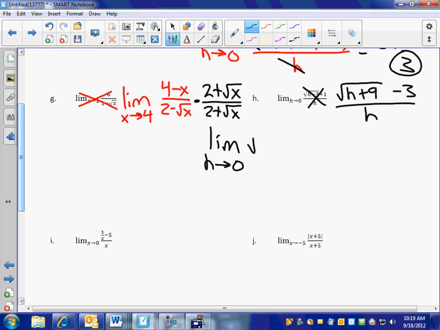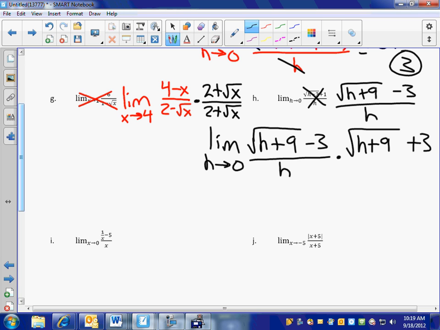Okay, now the next one. This is a little bit more complex, and we'll end with this. The square root of h plus 9 minus 3, all over h. Okay, we can't plug in 0, can we? The trick here is we are going to multiply by the conjugate, and the conjugate is the square root of h plus 9 plus 3. And so the bottom also has to be the square root of h plus 9 plus 3.